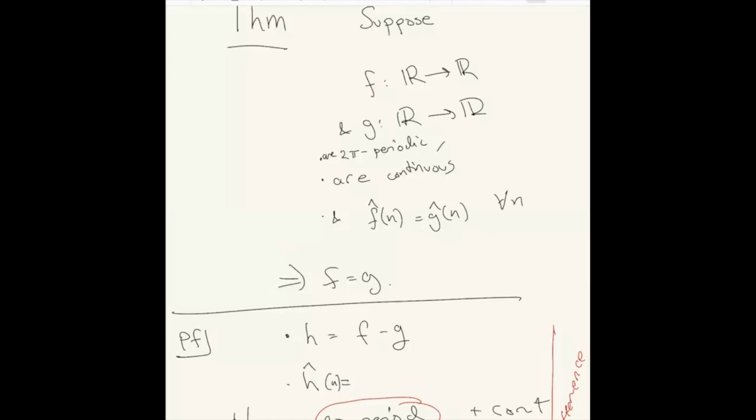But now let's return to our uniqueness theorem. It will follow from these two facts that we've stated, plus other tools such as orthogonality. So suppose you have two functions that are 2 pi periodic and continuous with the same Fourier coefficients, and I want to say that the functions are the same.